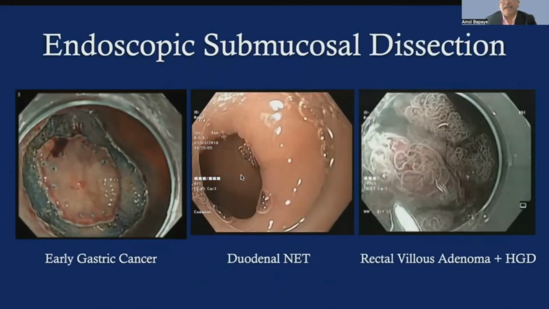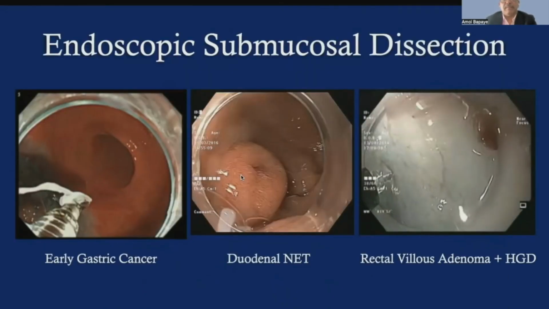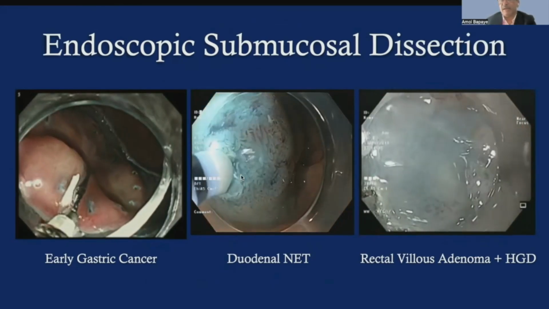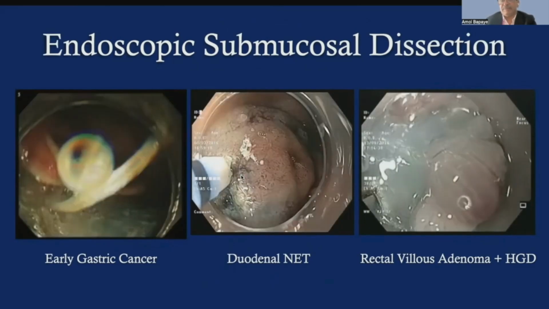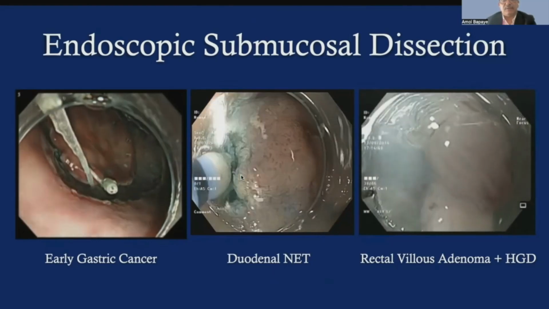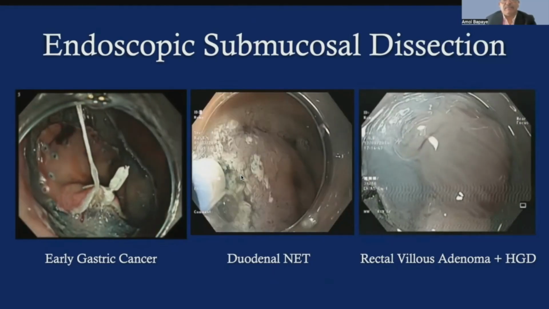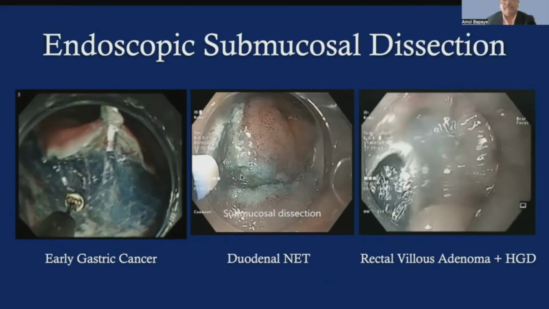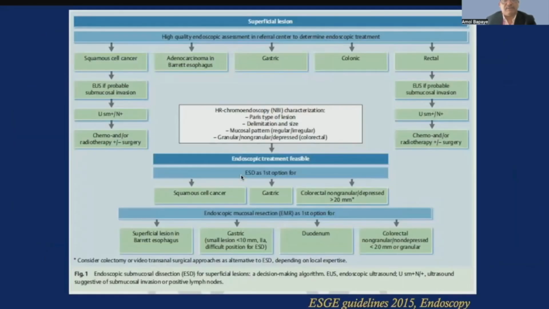So ESD has been the mainstay of treatment for early cancers in the stomach as well as in the colorectum, particularly high-grade dysplastic lesions in the colorectum, as well as in other areas like the duodenum. And these have become standard of care procedures in GI endoscopy in the last couple of decades. So much so that today we have very standard guidelines on which lesions should go for an ESD as compared to lesions which can be treated by EMR.